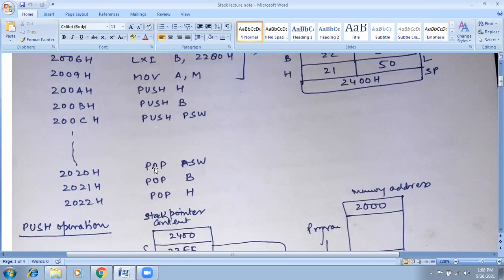Now the property of pop instruction is, whatever is the stack top location, the content of that stack top location is first copied into the lower order register, and then the stack pointer is incremented by 1, and the content of that stack top location is copied in the higher order register, and then the stack pointer is incremented by 1.